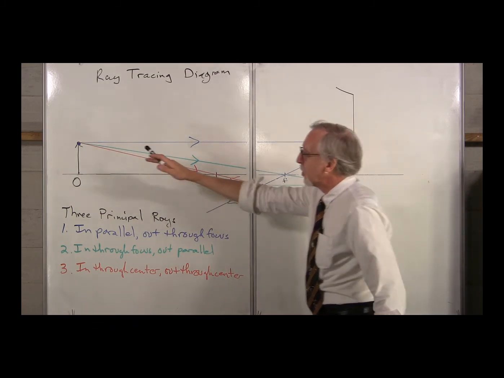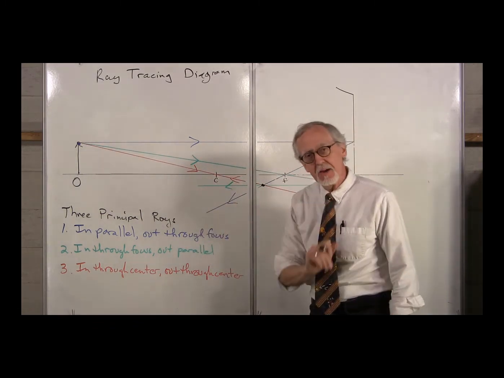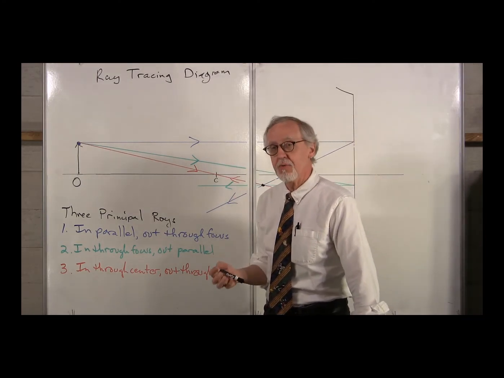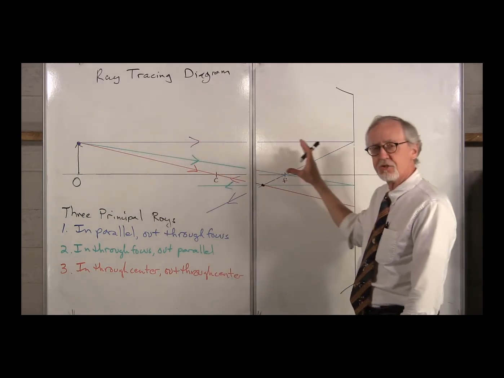What does this mean? All of the light, let me back up for a second. We have drawn 3 rays, but these are not the only rays that are actually coming from the object and striking the mirror.